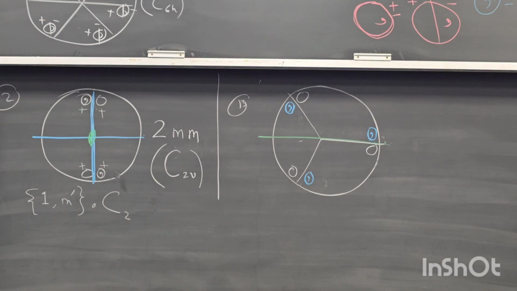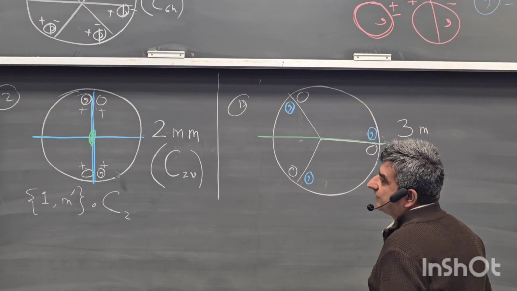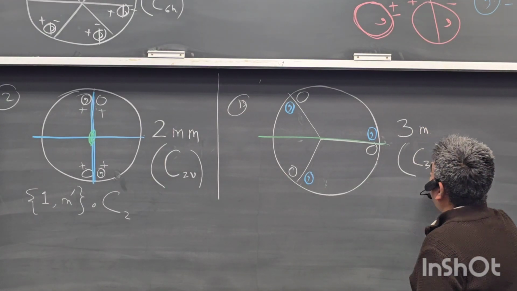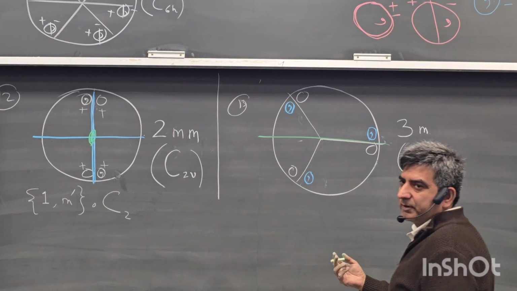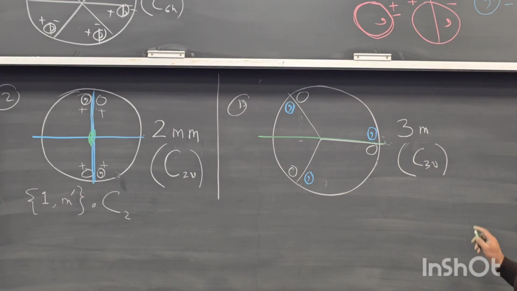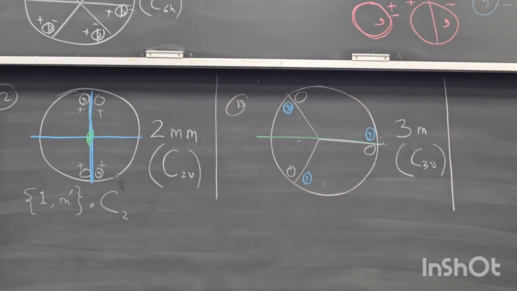Right, so this is our 3M. This is the point group C3V. All of them are positive, or all of them negative, so we don't need to write positive. Right, we can also create C4V.